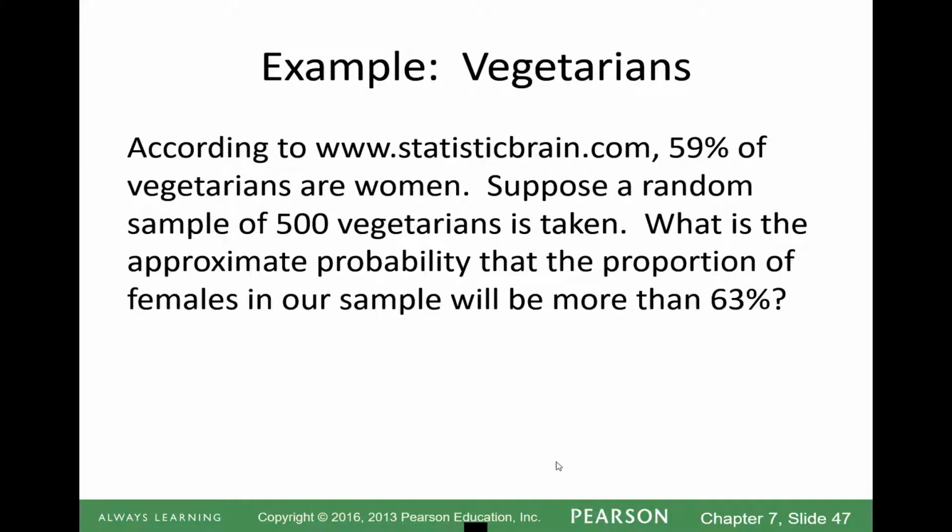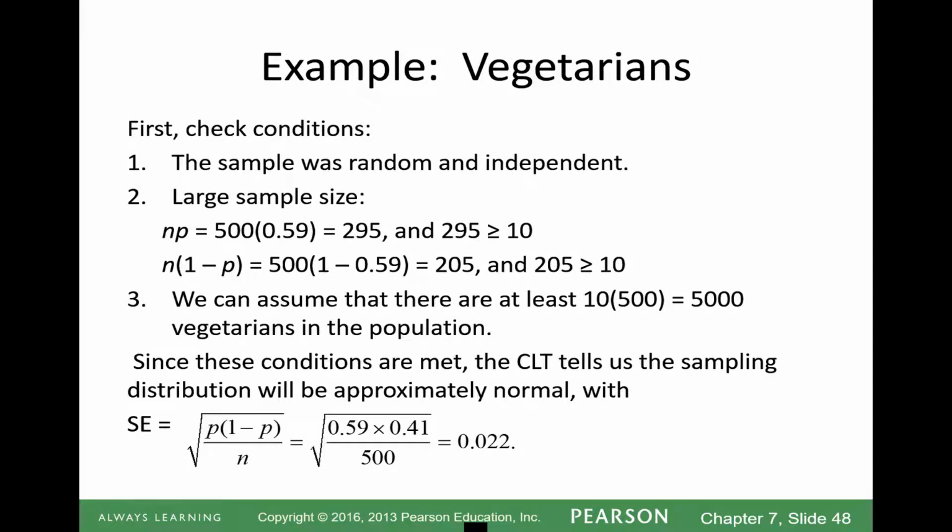Let's look at an example. According to staticbrain.com, 59% of vegetarians are women. Suppose that a random sample of 500 vegetarians is taken. What is the approximate probability that the proportion of females in our sample will be more than 63%? In this case, check conditions. The sample was random and independent.